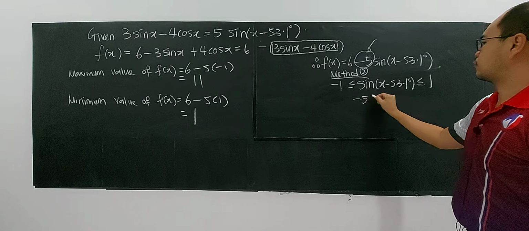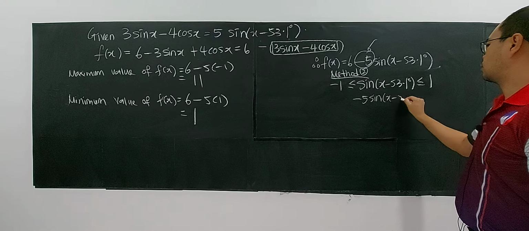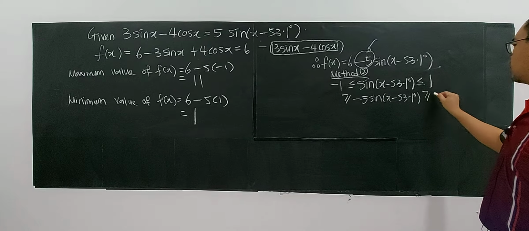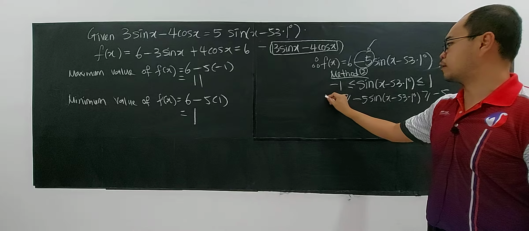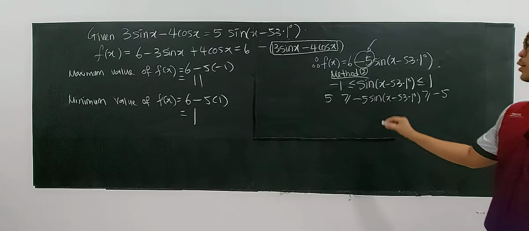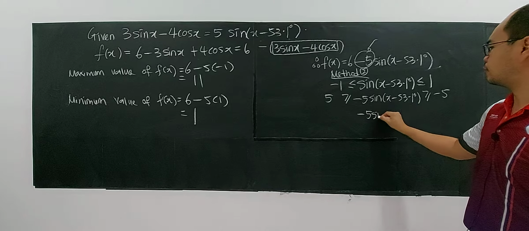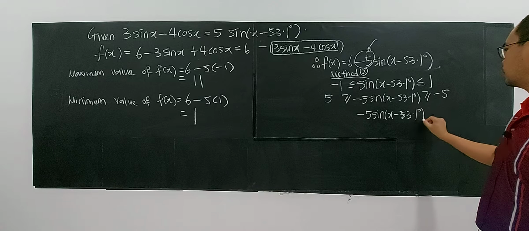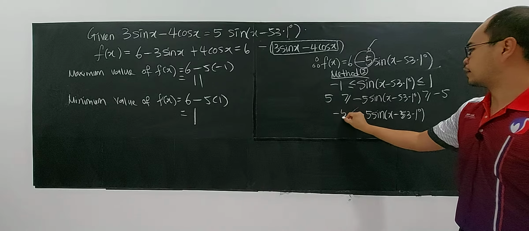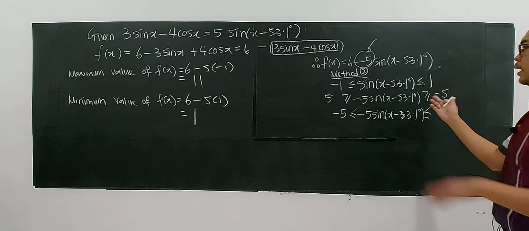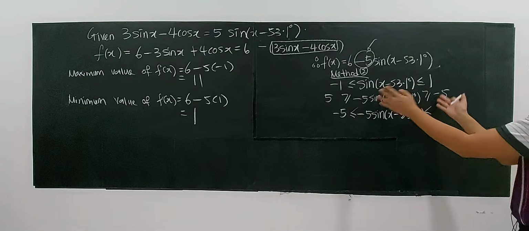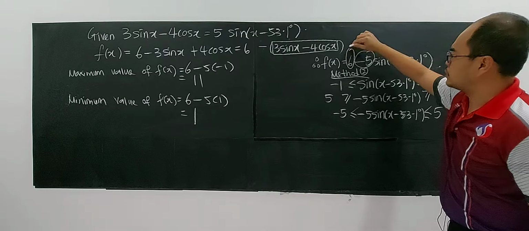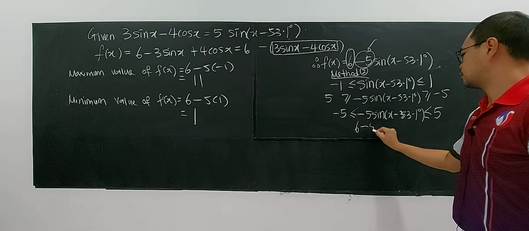So you multiply with negative 5. When you multiply with negative 5, the sign will change. This one becomes negative 5, and this one, negative 1 multiplied by negative 5, becomes 5. 5 is greater than negative 5. So I rewrite this whole thing, negative 5 sin(x minus 53.1 degrees). Maximum will be 5, minimum will be negative 5. But there is a 6 here, which means you plus 6.